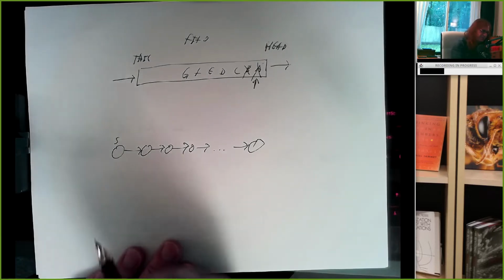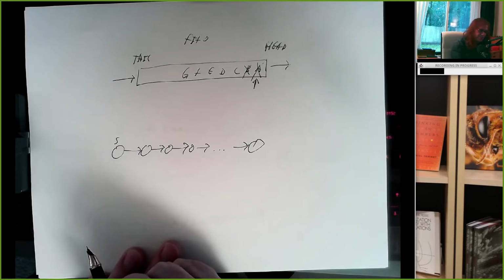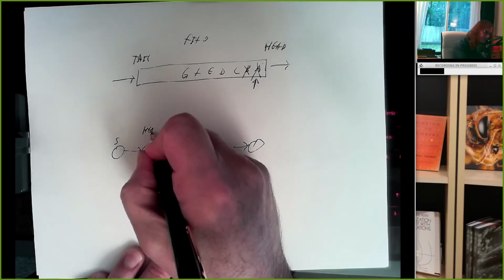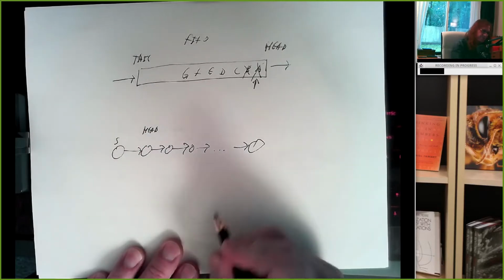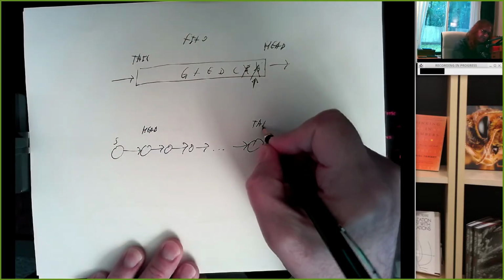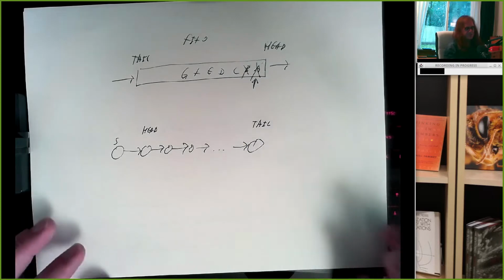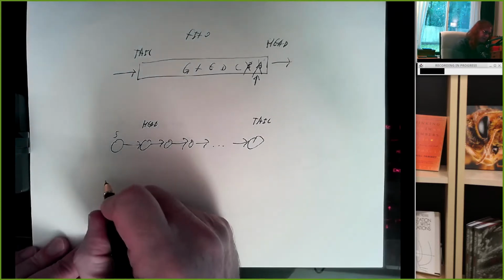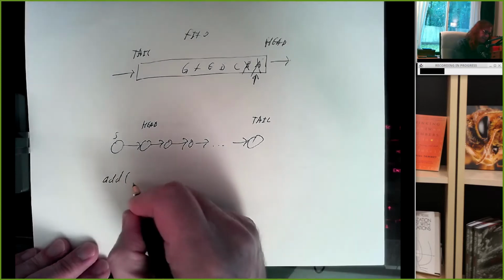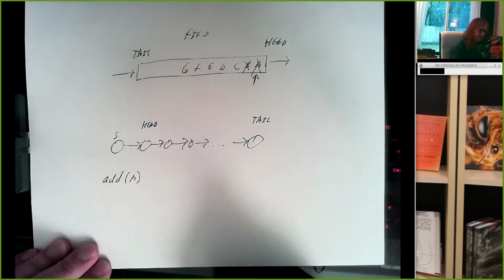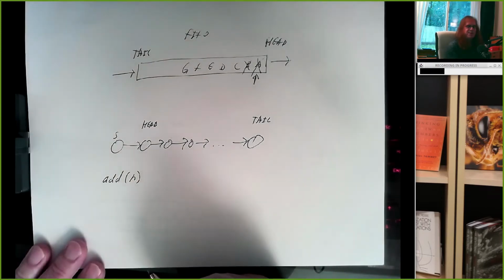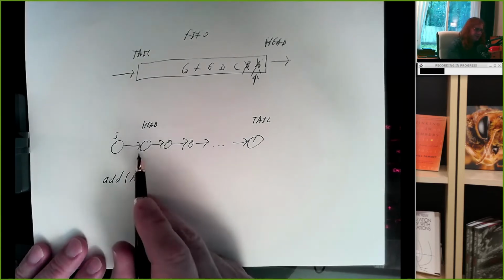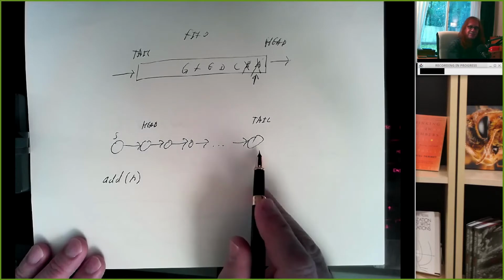And the way I'm going to set this up, I'm going to have my head right here next to the Sentinel node. I'm going to have the tail at the far end of the list. And so if I want to add a number n, for example, what I want to do is create a new node with an n, and I want to squeeze it in at the tail.